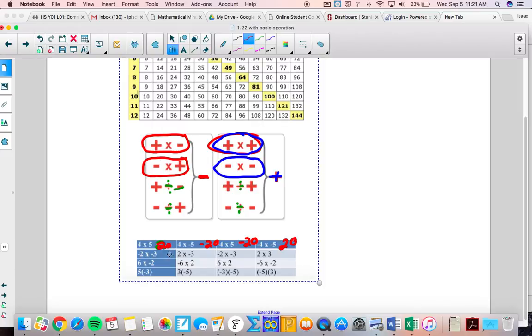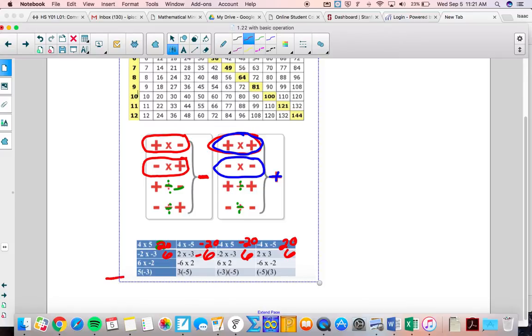Negative times a negative is a positive, and 2 times 3 is 6. Here the signs don't match, so it's a negative. Here we have two negatives, meaning the signs match, or a bad thing happens to a bad person. That's good in a movie. So it's a positive 6. This is also a positive 6.